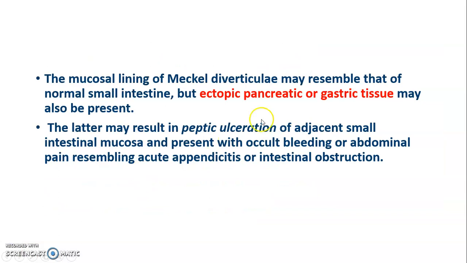The mucosal lining of Meckel's diverticulum resembles that of normal small intestine. But remember, ectopic pancreatic or gastric tissue may also be present in the Meckel's diverticulum. So, if gastric tissue is present, then it may result in peptic ulceration of the adjacent small intestinal mucosa and may present with occult bleeding or abdominal pain resembling acute appendicitis or intestinal obstruction.